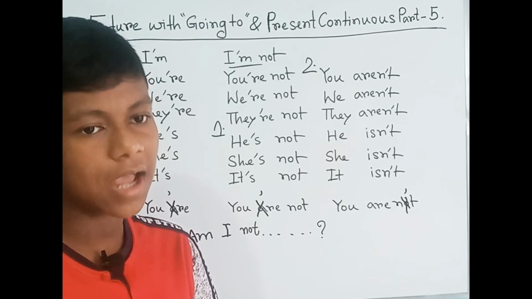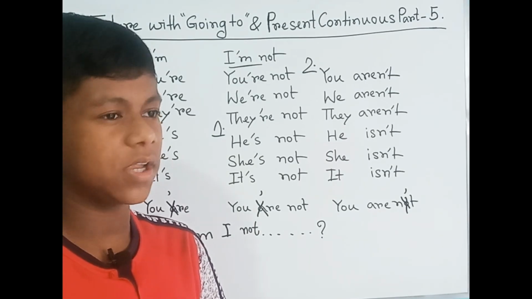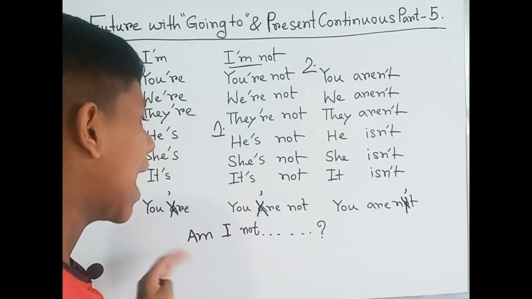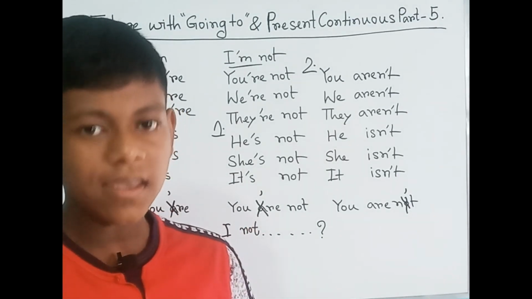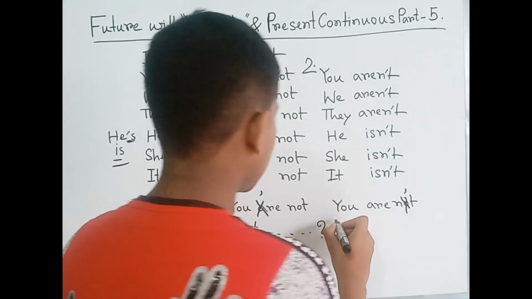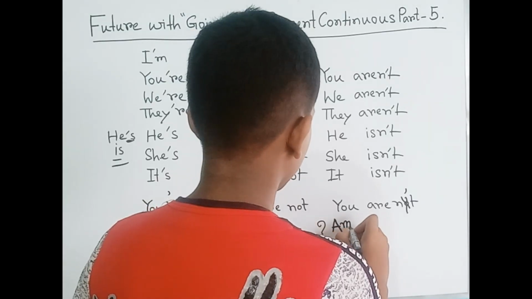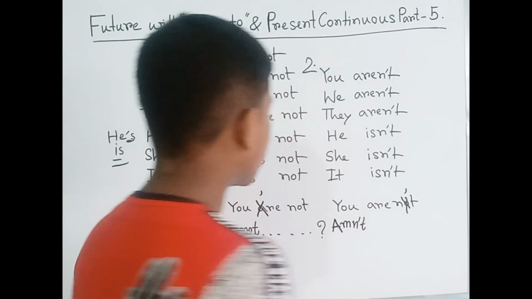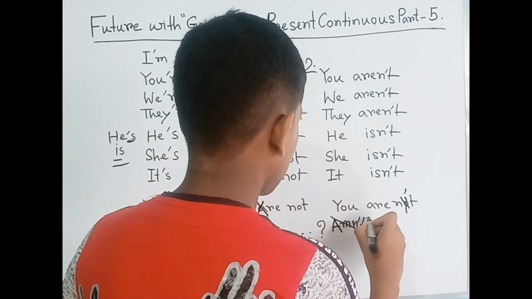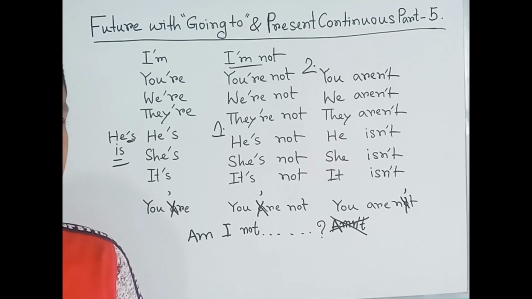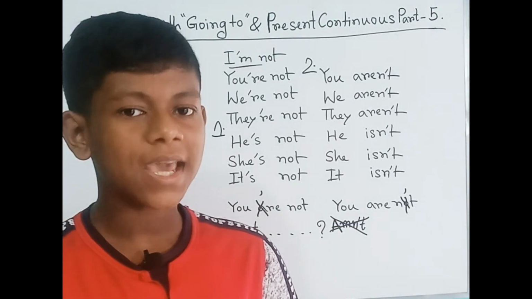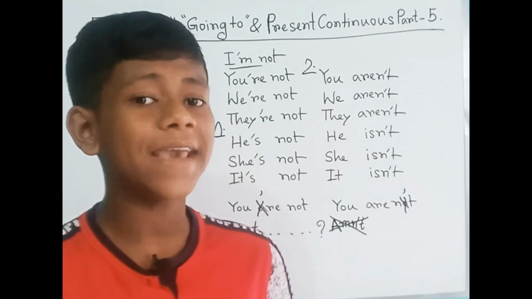But can you do it here? I have already told you that it is only for this, because I is exceptional. In this case, if we do contract it, it becomes like this. What do you think? Is it right or not? It isn't right. So I is exceptional in the negative form of question. Only for I, we can't do any contraction. So I is exceptional.